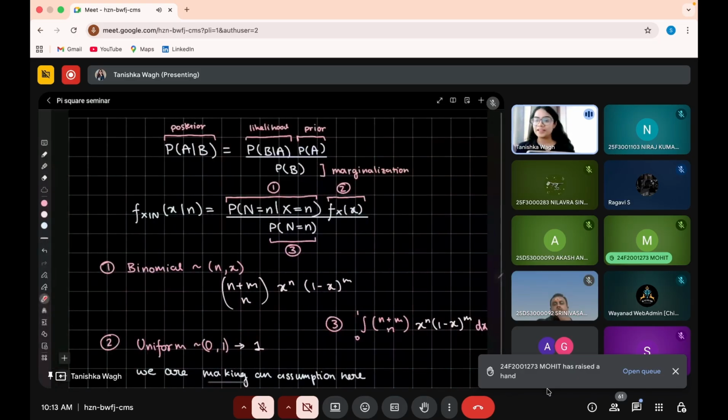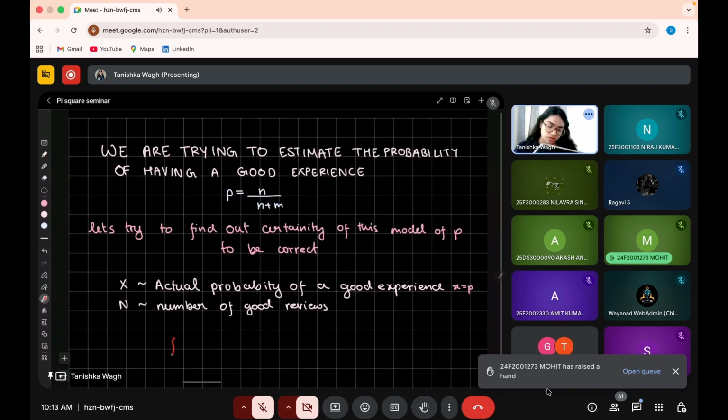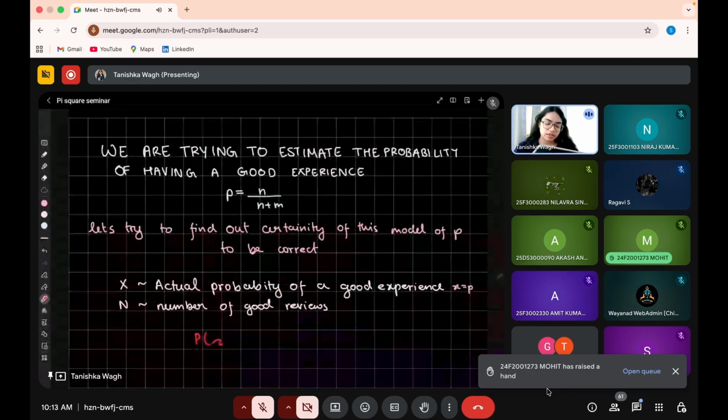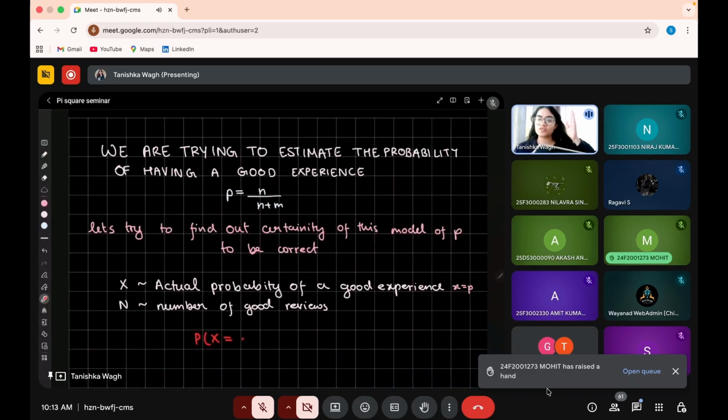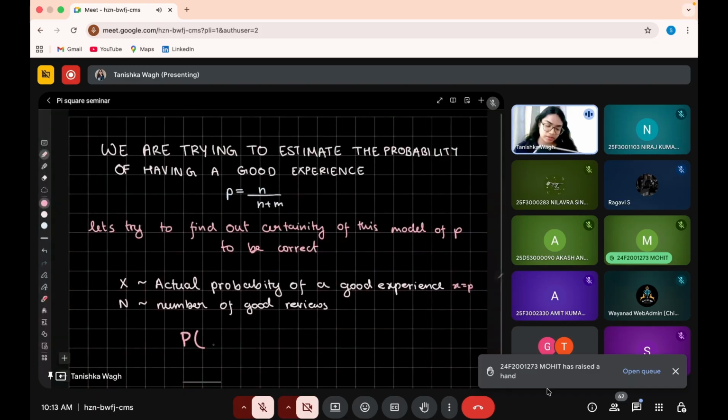So we'll use Bayes theorem to model this. What we're trying to find out is f, which denotes the probability density function or distribution function, depending on whether it's a continuous variable or not. So we take f of the probability that the actual probability is our estimated probability, given that we've gotten a certain number of good reviews.